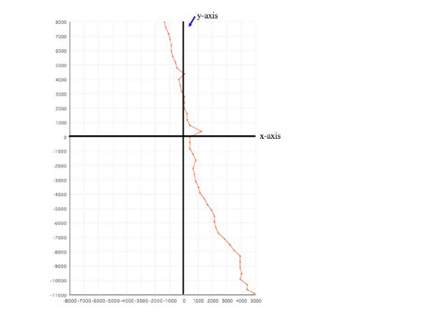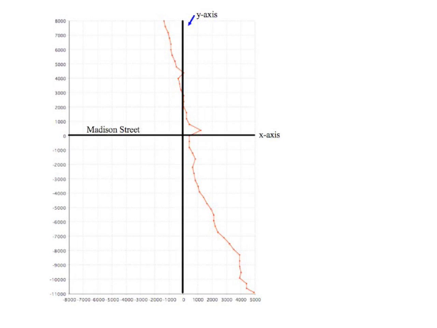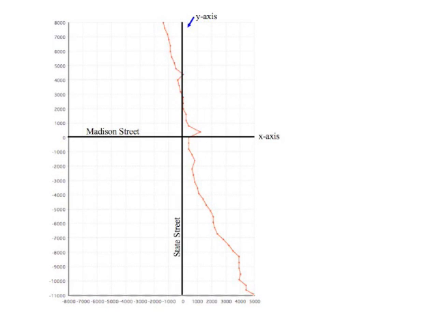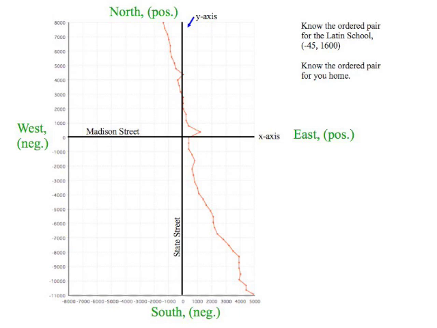And the coordinate plane has an x-axis and a y-axis shown here, and in the city, Madison Street corresponds with the x-axis and State Street corresponds with the y-axis. It's also important to know that, like any map, north is at the top, represented by positive numbers, and south is at the bottom, represented by negative numbers. And going horizontally, east is on the right for positive numbers, and west on the left, negative numbers. You should also know the ordered pair for the Latin school, -45 and 1600, and know the ordered pair for your home.